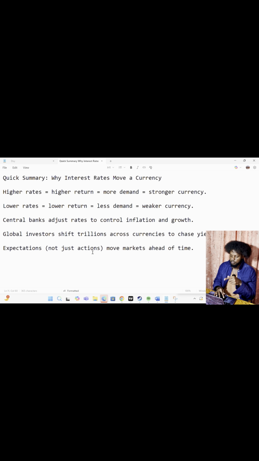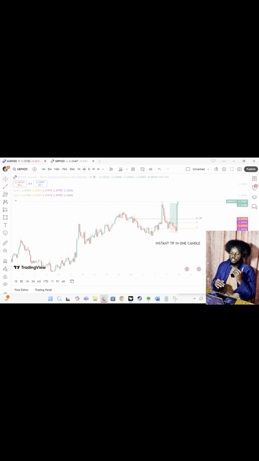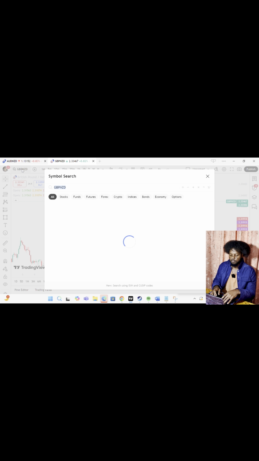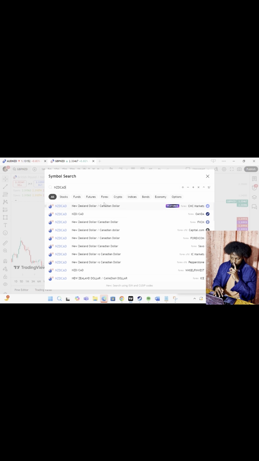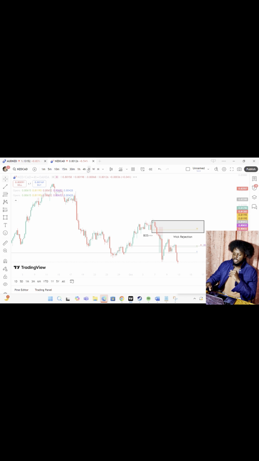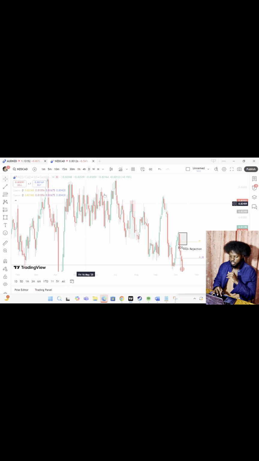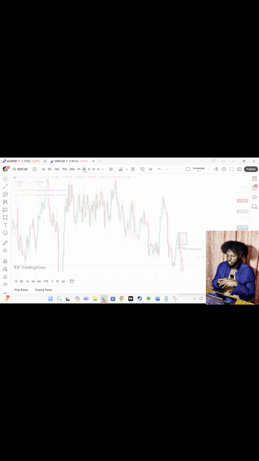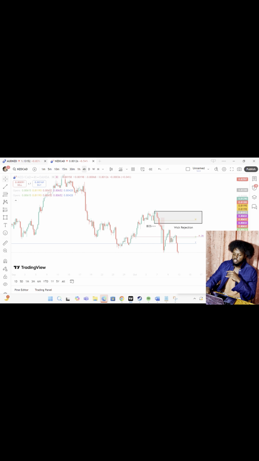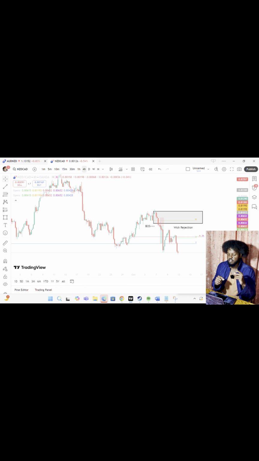Expectations, not just actions, move markets ahead of time. The New Zealand dollar has been talking about lowering rates for a while now. And that's why if you look at the 4-hour, even the daily, we've been in a downtrend for a while. There's some messy price action here, but part of that is because we've been expecting New Zealand dollar interest rates to be lowered for a long time, and most people were predicting 25 BPS, which is a 25 basis point cut, if I got that correctly. And here's where we got the trade right now. I've been doing a lot of reading. I do read articles.